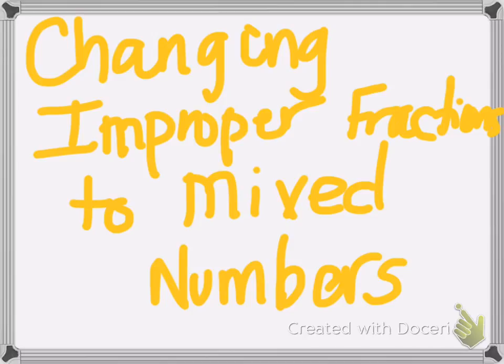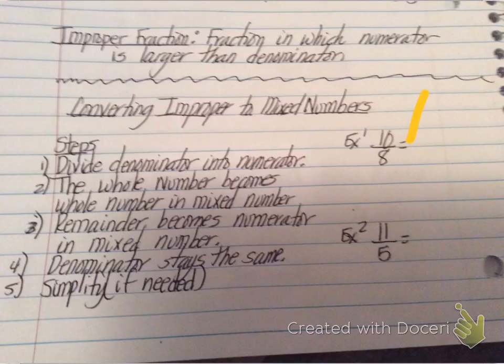So now let's look at going the vice versa. Let's look at changing an improper fraction to a mixed number. First of all, an improper fraction is a fraction in which your numerator is larger than your denominator.